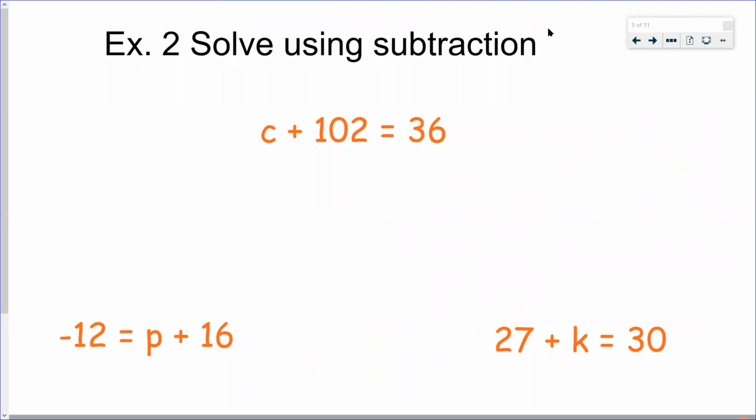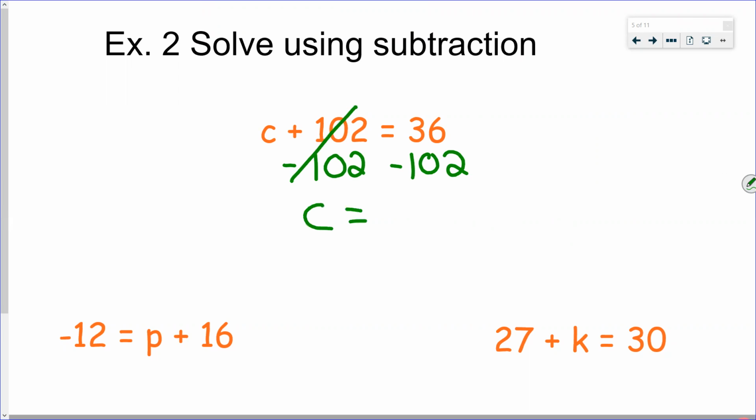So now let's look at solving using subtraction. We talked about those two inverse operations. So this one, we see c plus 102. When we see addition, we think subtraction, we think opposite. So we're going to subtract 102 from both sides.